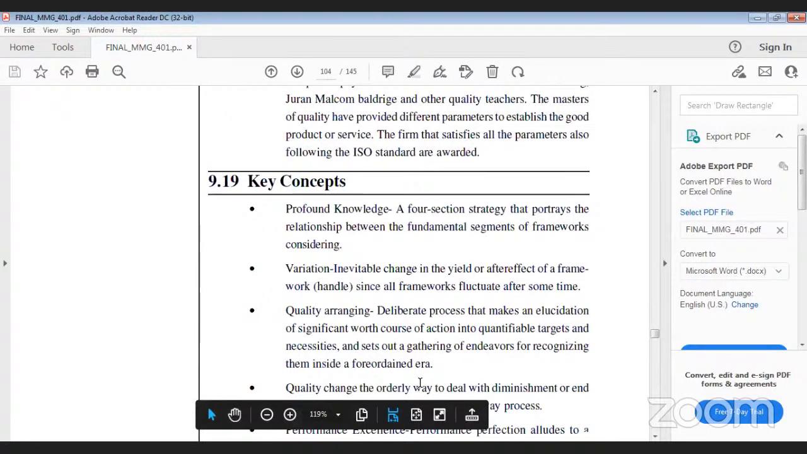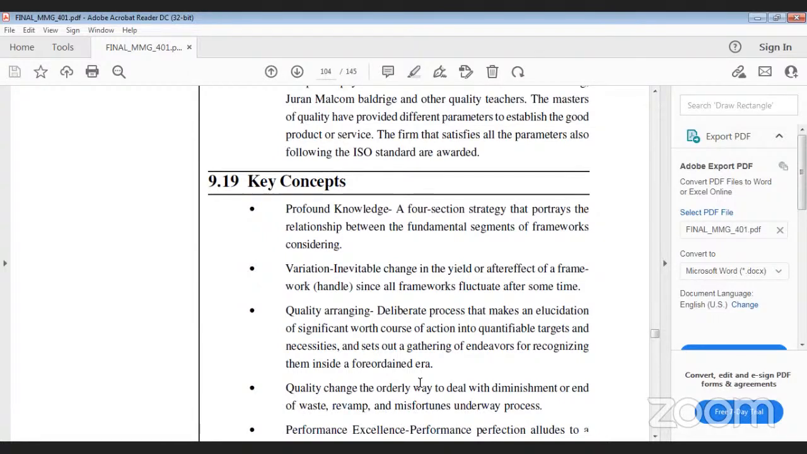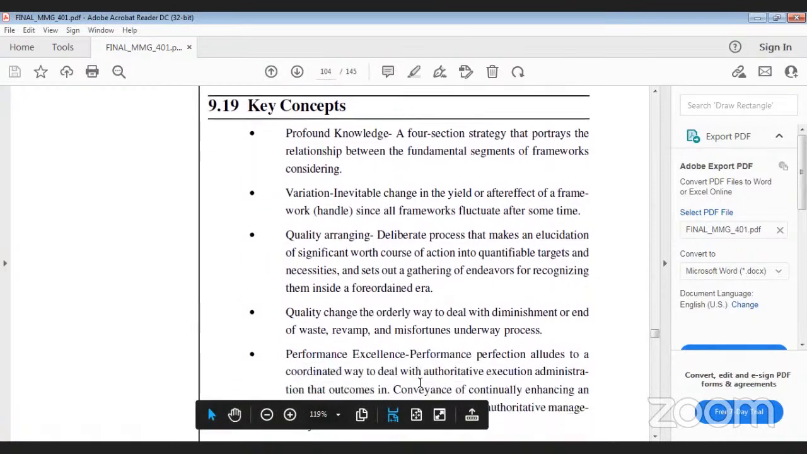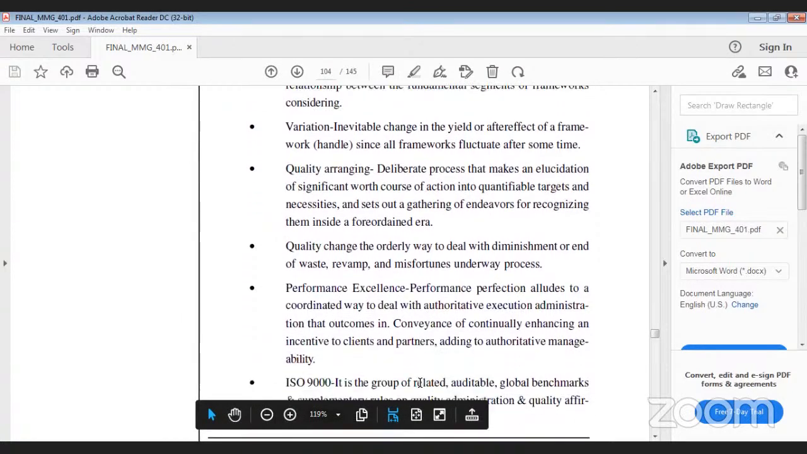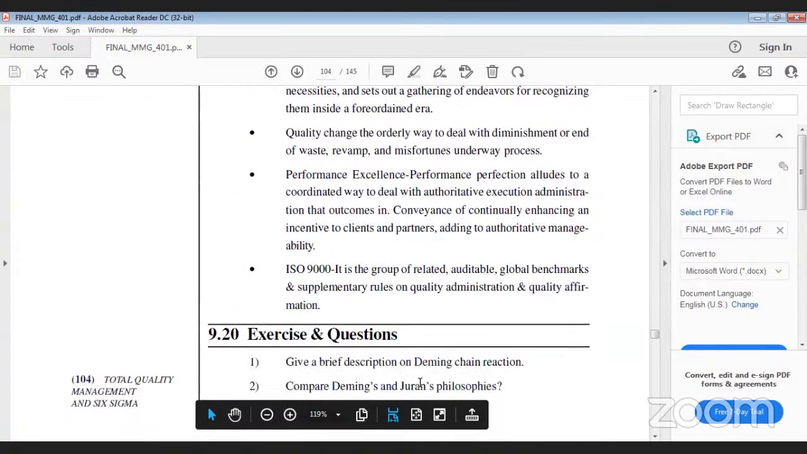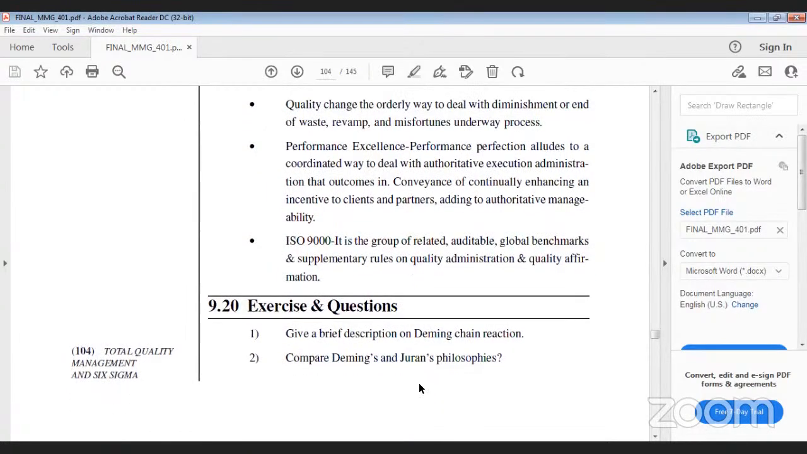It is a deliberate process that makes an eradication of segments with the work course of action. Then quality change is the way to deal with diminishment of waste, revamp and misfortune in the underway process. Then performance: this is excellence performance, perfection of altitude to the coordinate. Then ISO 9000 is the group of related auditable global benchmarks on supplementary rules for quality administration and quality affirmation. Then there are some exercises given.